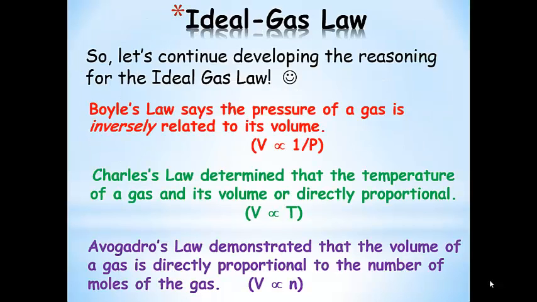Okay, so let's continue developing this reasoning for the ideal gas law. Now we want to put all of these laws together into one ideal gas law. That's where we're going with this. So we're going to use Boyle's law. The pressure of the gas is inversely related to its volume. We're also going to add in there Charles' law, where the temperature of the gas is proportional to its volume. And then finally, Avogadro's law, relating the volume of the gas to the moles of gas.